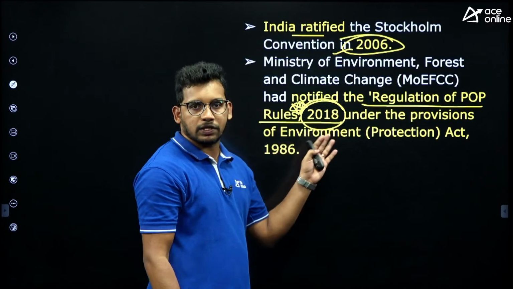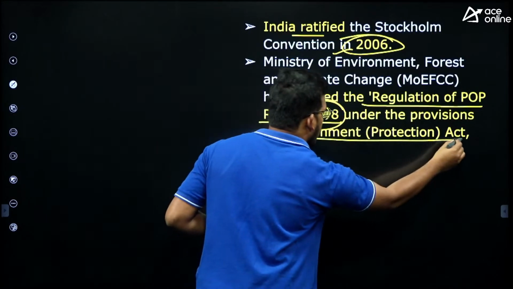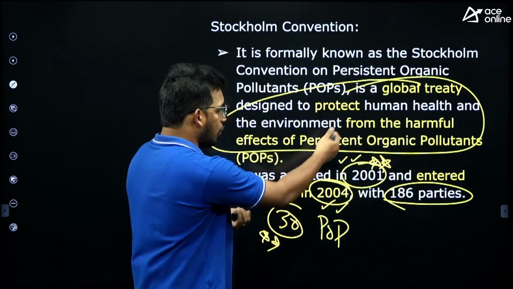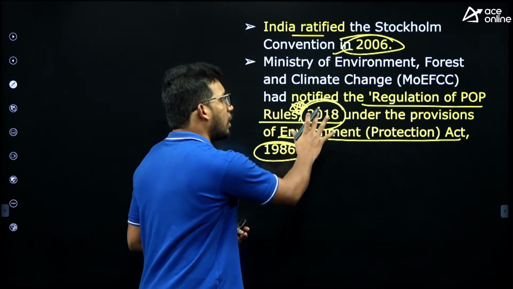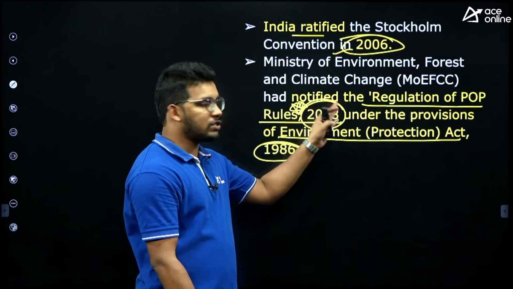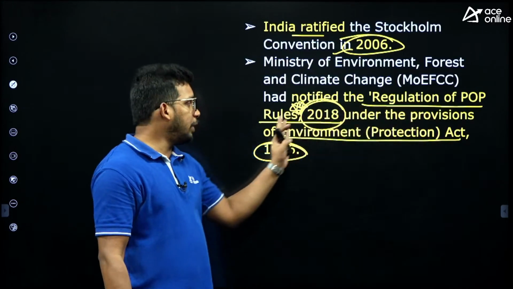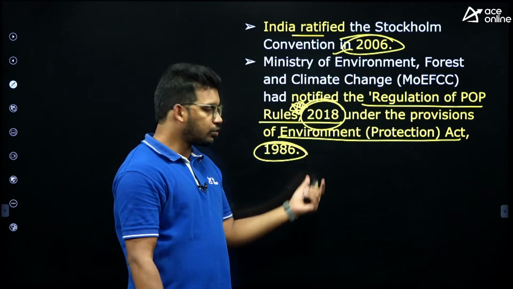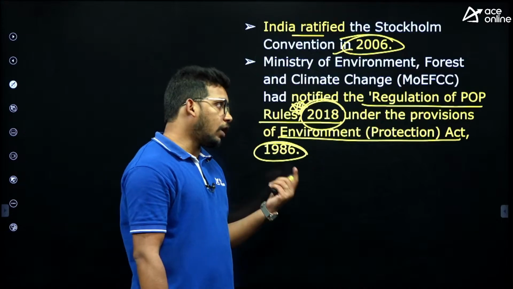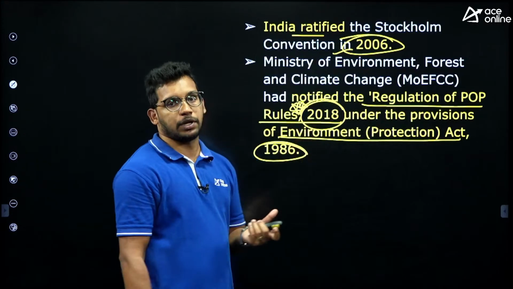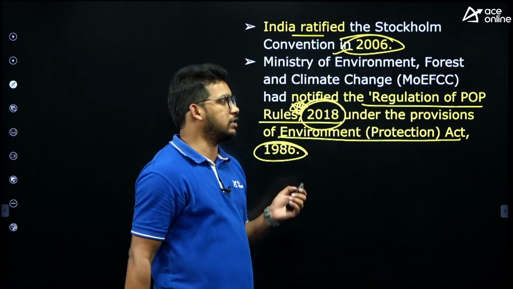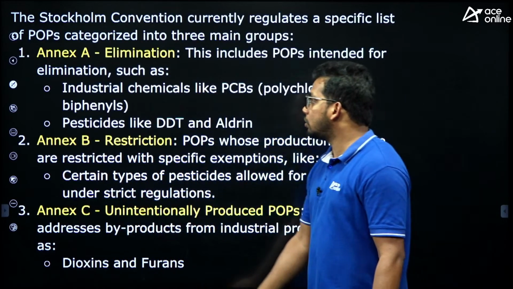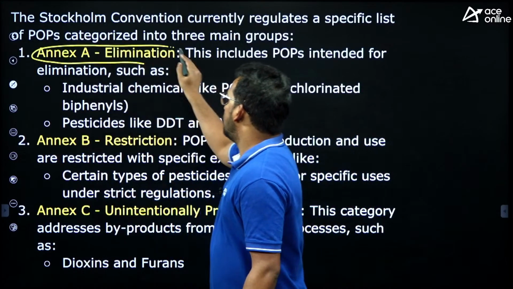We have launched these rules under Environment Protection Act 1986. So to implement the Stockholm Convention, Government of India through Ministry of Environment has launched Regulation of POPs Rules 2018 through Environment Protection Act. So this is also one important fact, right? They will also ask you about the year sometimes, if you are writing the lower level of exam. Now, according to the Stockholm Convention, there are 3 annexures.